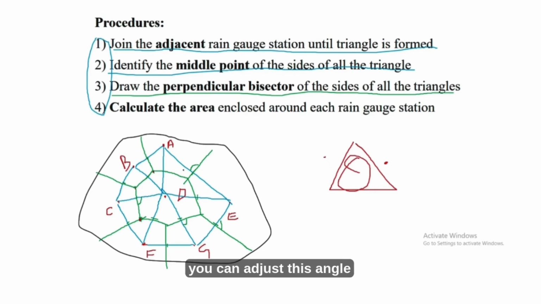So you can adjust these angles. You can adjust these angles to keep the point within the triangle. Adjust means you can increase or decrease the bisector angle to keep the point within its triangle area. So now the polygon is formed. This is the polygon of A station.